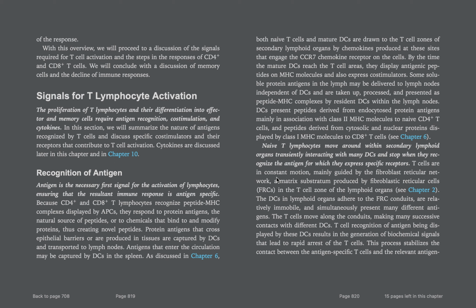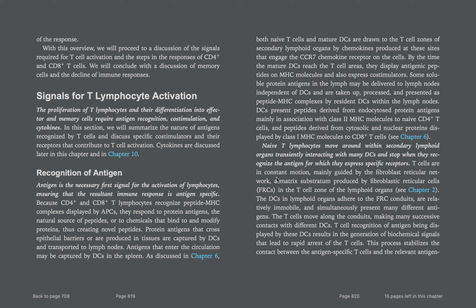Recognition of antigen. Antigen is the necessary first signal for activation of lymphocytes, ensuring that the resultant immune response is antigen specific. Because CD4+ and CD8+ T lymphocytes recognize peptide-MHC complexes displayed by antigen-presenting cells, they respond to protein antigens. The natural source of peptide, or in chemicals that bind to and modify proteins, thus creating novel peptides.